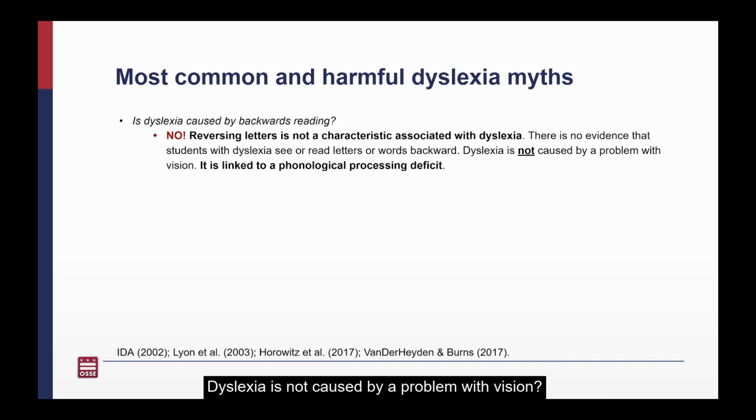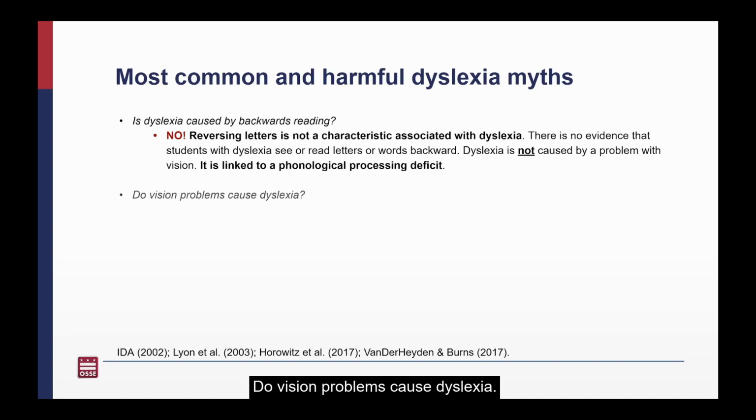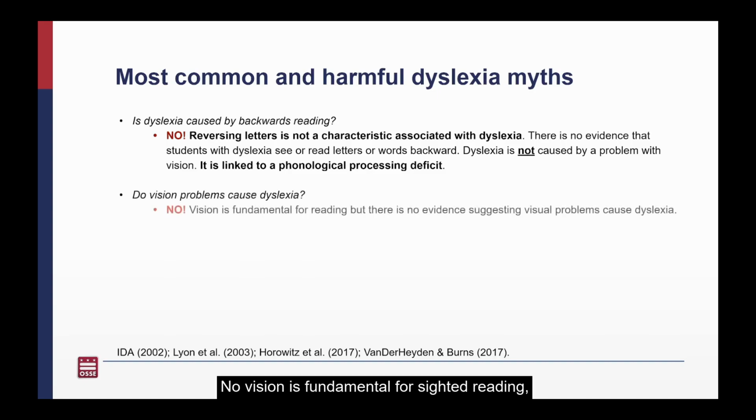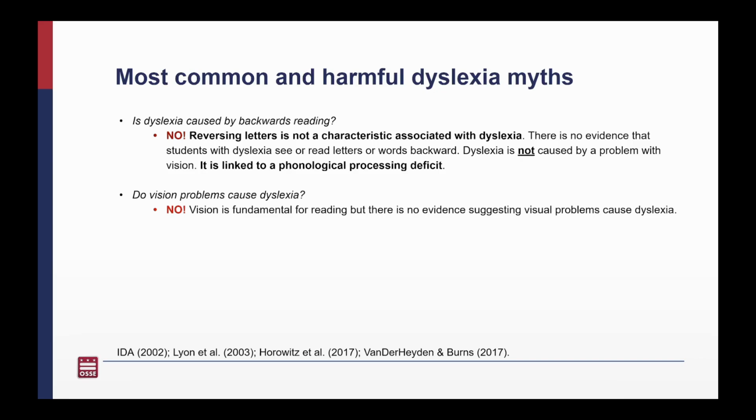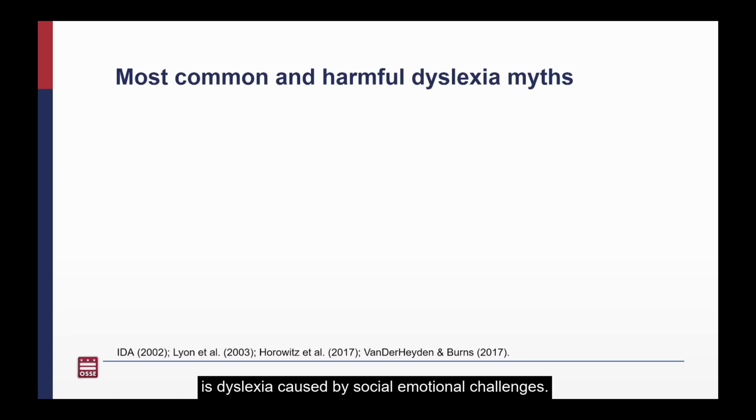Dyslexia is not caused by a problem with vision. It is linked to a phonological processing deficit. Do vision problems cause dyslexia? No. Vision is fundamental for sighted reading, but there is no evidence suggesting visual problems cause dyslexia. Is dyslexia caused by social-emotional challenges?